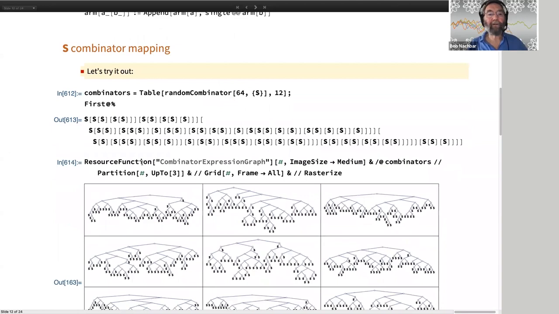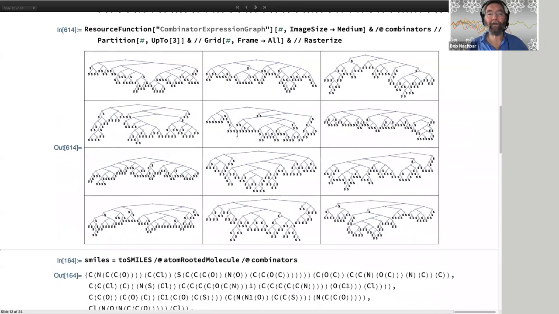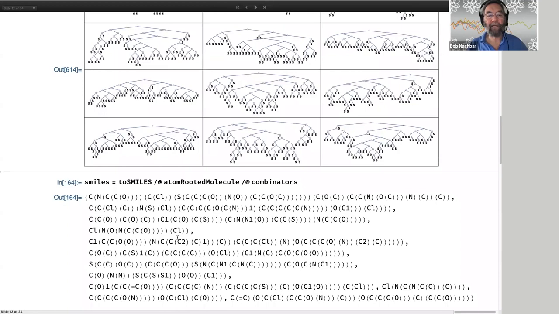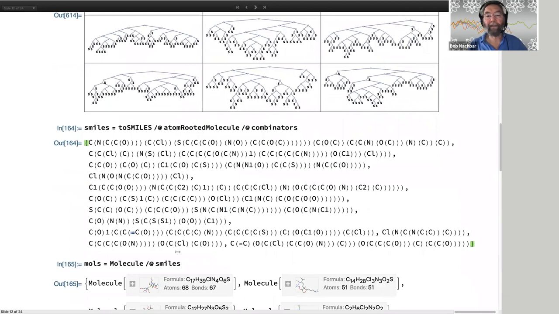Okay, I have to stop evaluating things so we can save some time, but we've got a variety of structures here. And then we can generate the SMILES strings from those. We see we've got oxygen atoms, nitrogen atoms, chlorine atoms. We've got a one here, which means we've got a ring closure. I see an equal sign. That means we've got a double bond in there. So that's good. We can convert them to molecules.